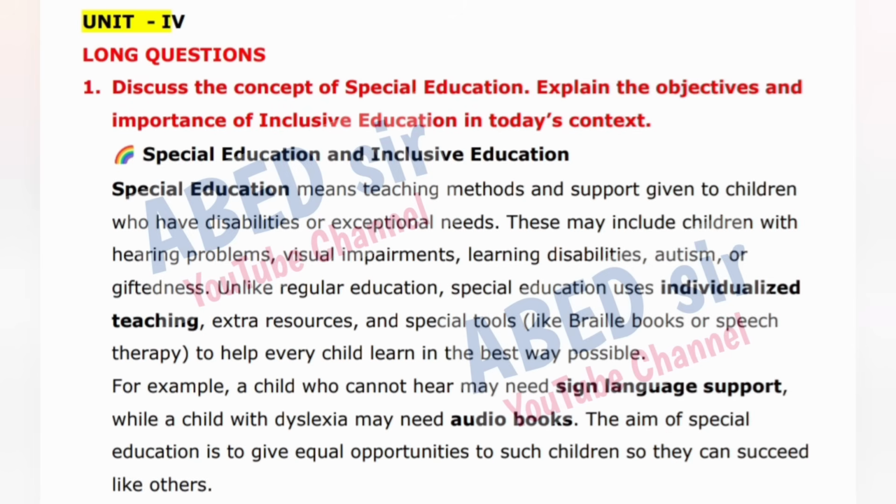For example, a child who cannot hear may need sign language support, while a child with dyslexia may need audiobooks. The aim of special education is to give equal opportunities to such children so they can succeed like others.